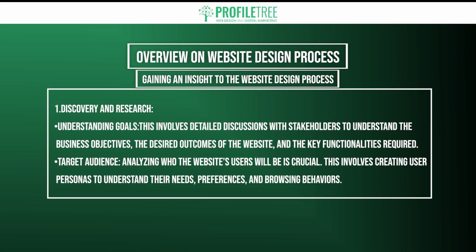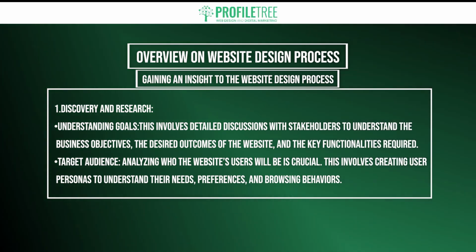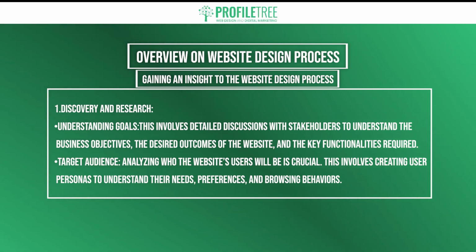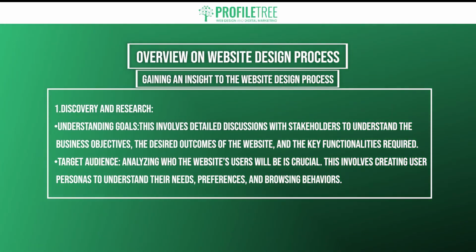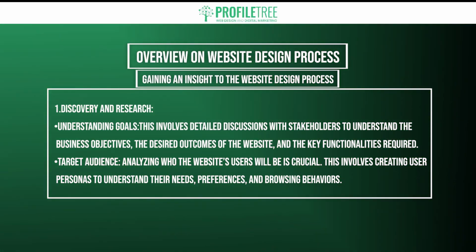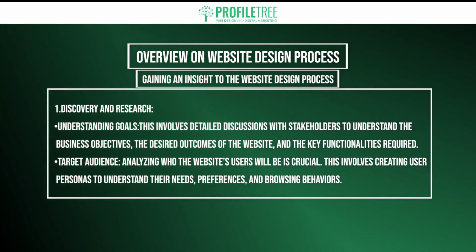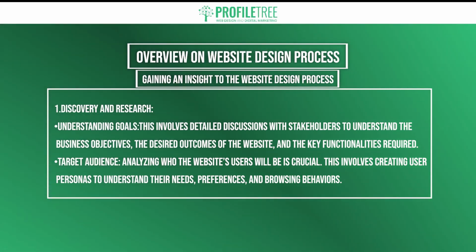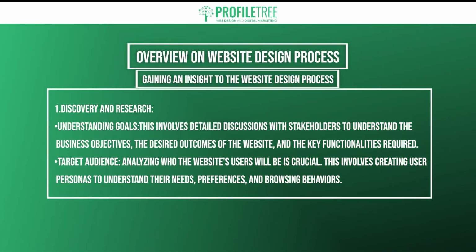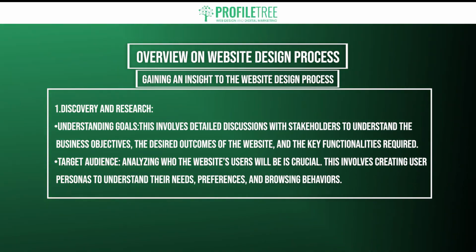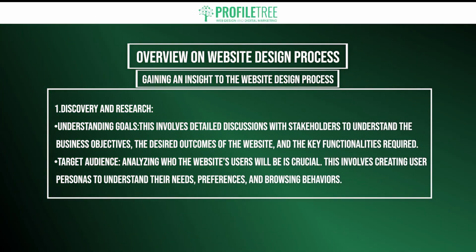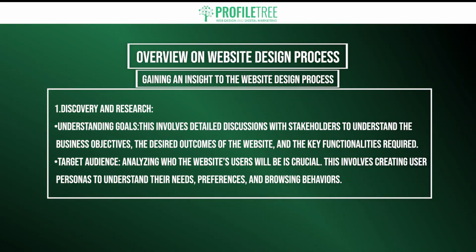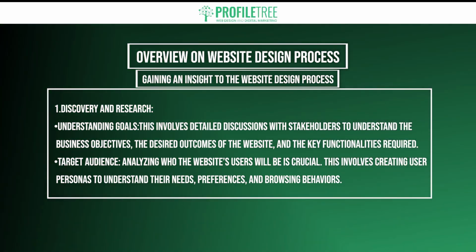Firstly is the discovery and research. So that is number one. You need to understand your goals. This involves detailed discussions with stakeholders to understand the business objectives and what the desired outcomes are of this particular website. And you need to think about the key functionalities required. So that all depends on, of course, what pages will link to what. Are you going to have PDF files that have information? Are you going to have outbound links as well? Is it going to be outbound links to your social media? Is it going to be outbound links to YouTube? So things like this you really need to understand for the goals.